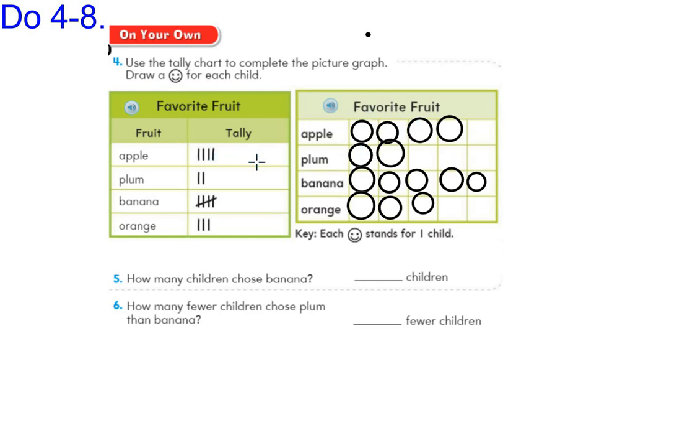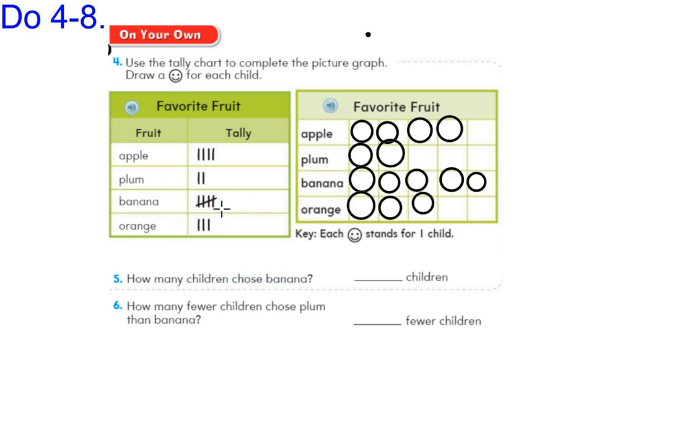So we have 4 apples. I looked over here at the tallies. 2 plums, drew my 2 smiley faces. 5 bananas, we have 5 smiley faces, and 3 oranges, 3 smiley faces. Questions? How many children chose banana?